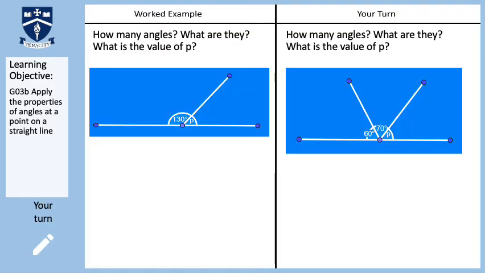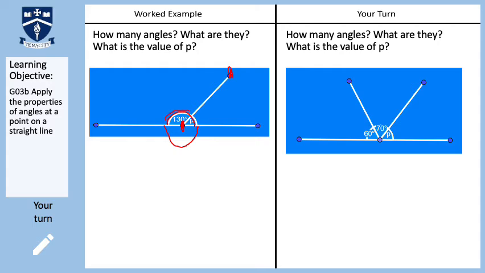Okay, we will go through one worked example and then you will have a go at the question on the right-hand side. So it says, how many angles are there? What are they? And what is the value of P? Remember, we said we're not looking at the ones at the end here. We're just looking at the ones at the point. So I would say there is one angle there and technically there's one at the bottom. What is the value of P?